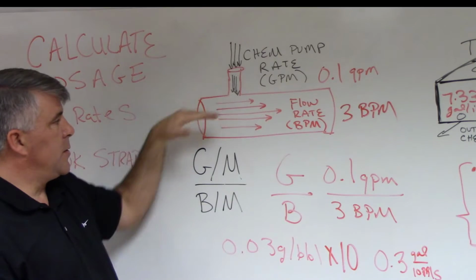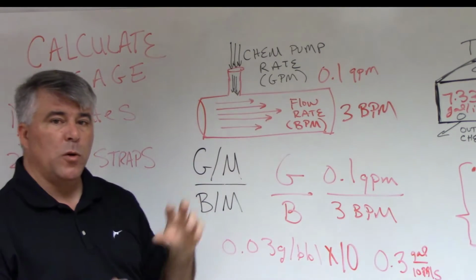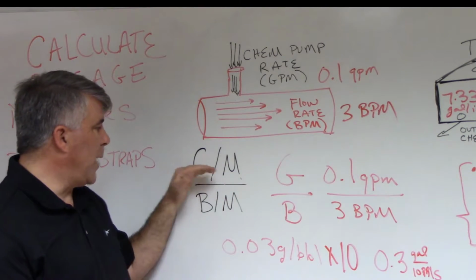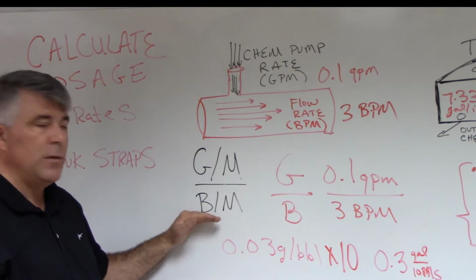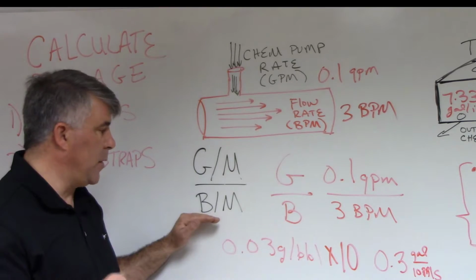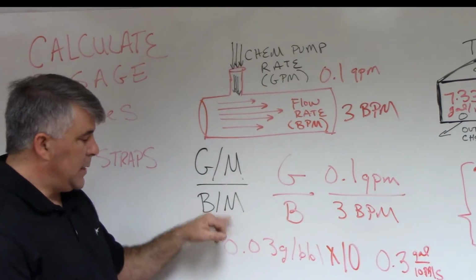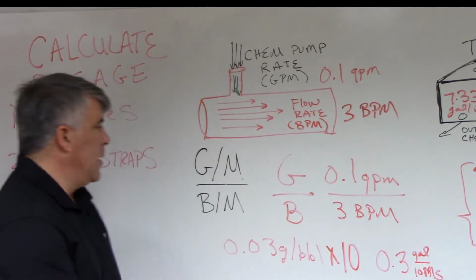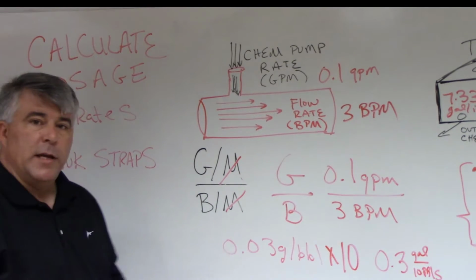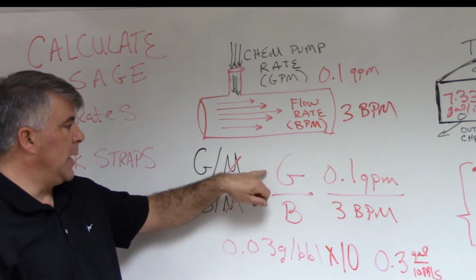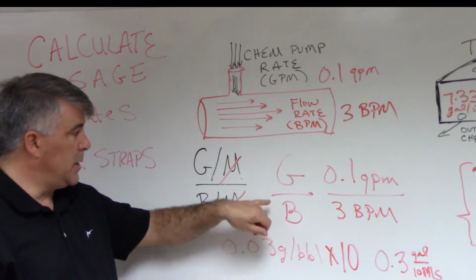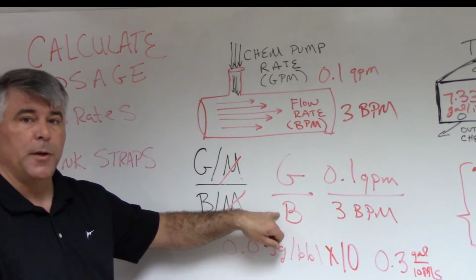This stream is going into that stream. So your dosage is a rate of a rate. It's gallons per minute going into some flow of barrels per minute. The minutes cancel, which means a dosage is a rate of a rate which reduces to a volume per volume, in this case gallons per barrel.